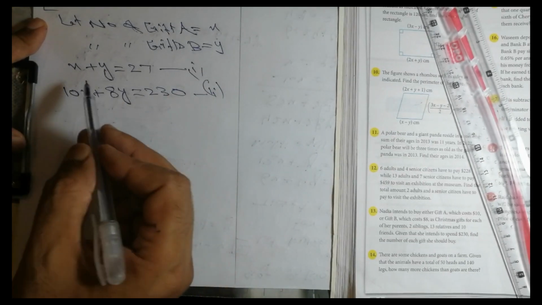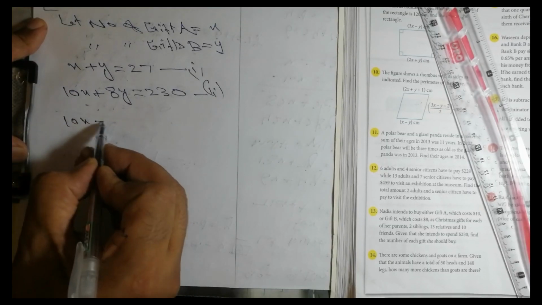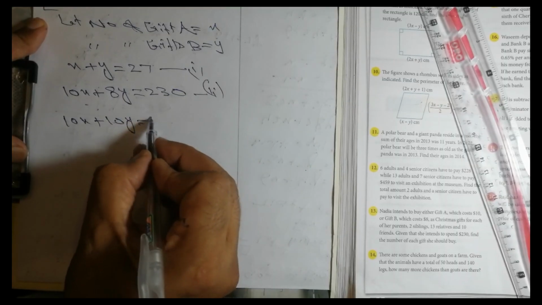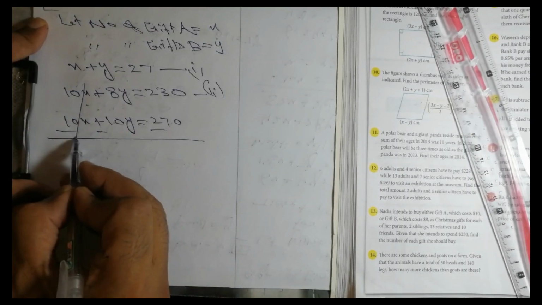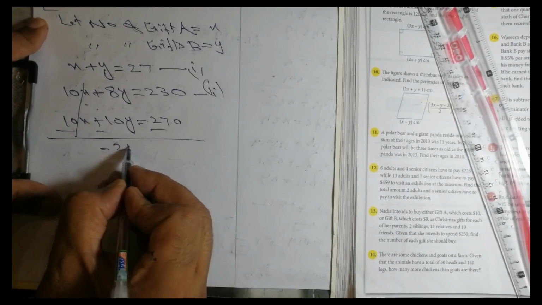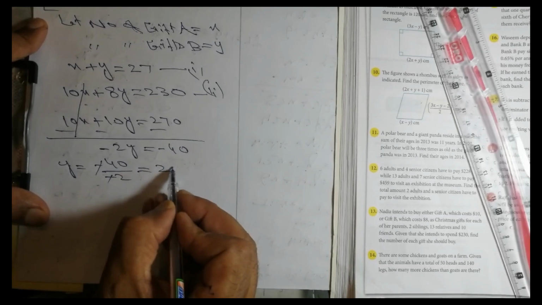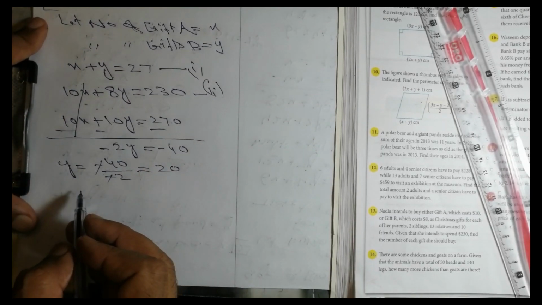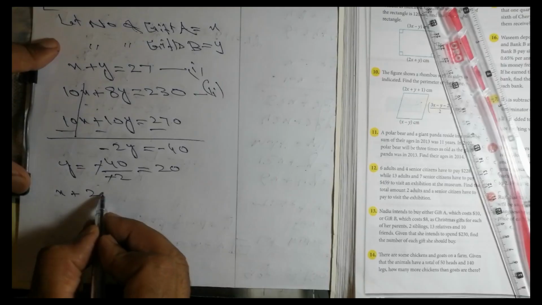Now solve the equations. For example, we can multiply equation number 1 by 10. So 10x plus 10y equal to 270. Subtracting, the x terms cancel. So 8y minus 10y is minus 2y, equal to minus 40, and y equals minus 40 over minus 2, that is y equal to 20. And put the value of y in equation number 1, x plus 20 equal to 27, and x will be equal to 7.